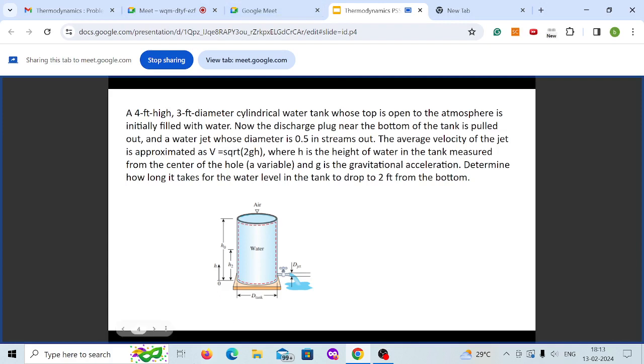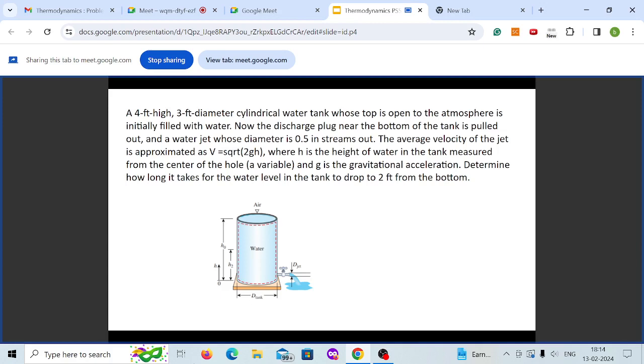We have a 4 feet high and 3 feet diameter cylindrical water tank, whose top is open to the atmosphere, which is initially filled with water. So you have a 3 feet diameter cylinder tank with a 4 feet height, and the top is open. So at the top, the pressure is atmospheric pressure. So initially filled with water.